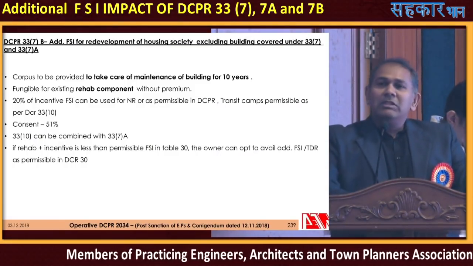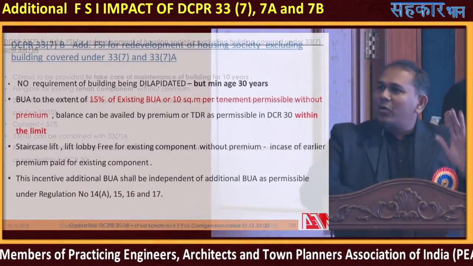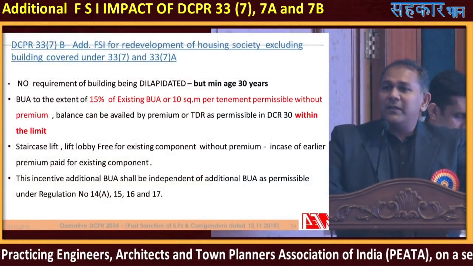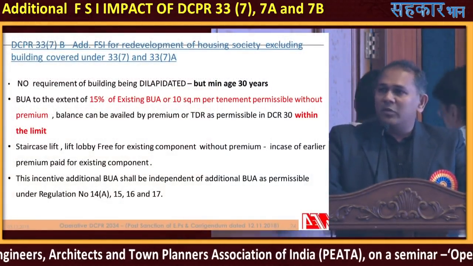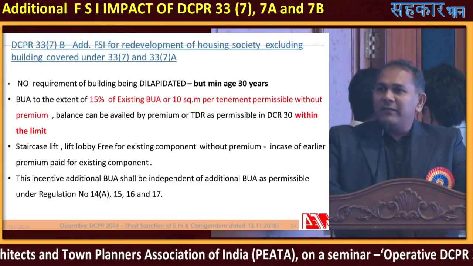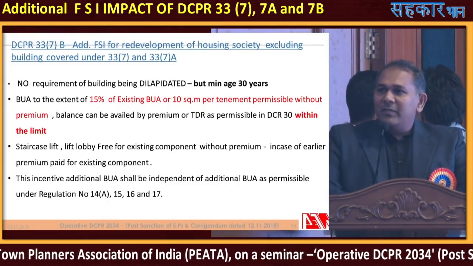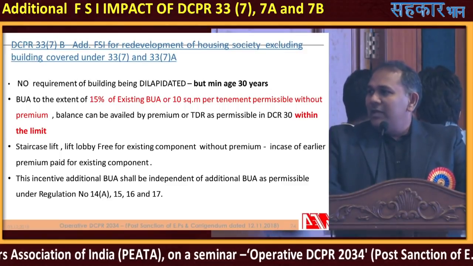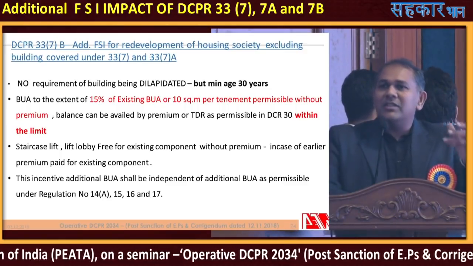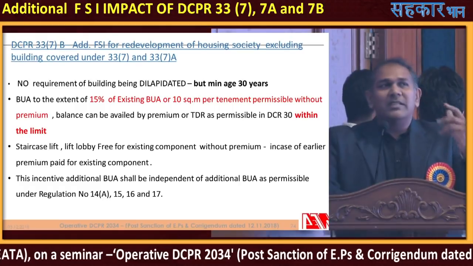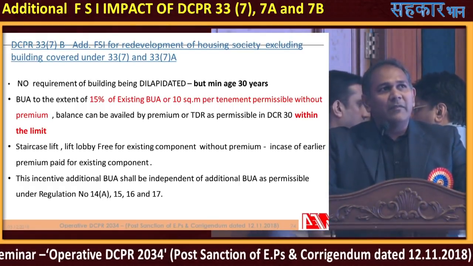33.7b. Now this, you have to be careful that the FSI is as per road width only. The total possible FSI is as per road width, that is regulation 30, which Manoj Bhai explained. But within the road width FSI, 15% of existing built-up area or 10 square meter per tenement can be availed free, and that is like a cost discount to you, where you don't have to purchase that much FSI. Otherwise, it remains everything within the limit.